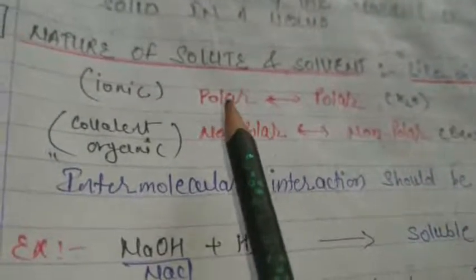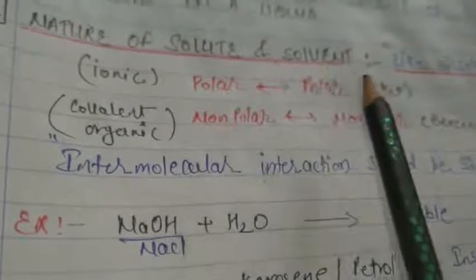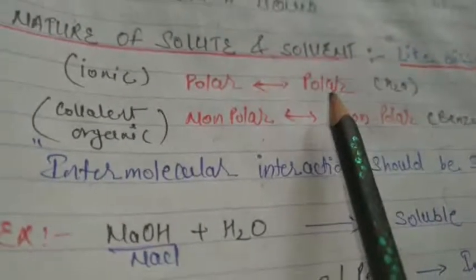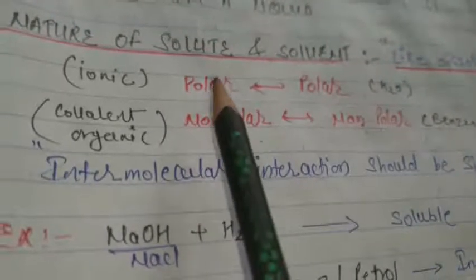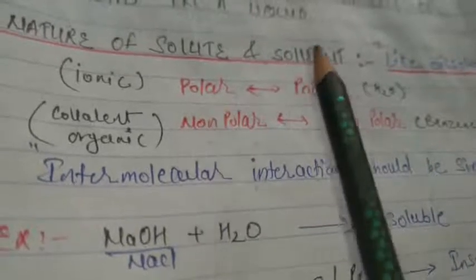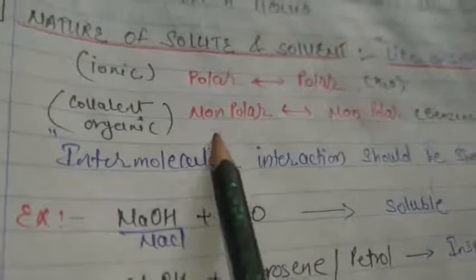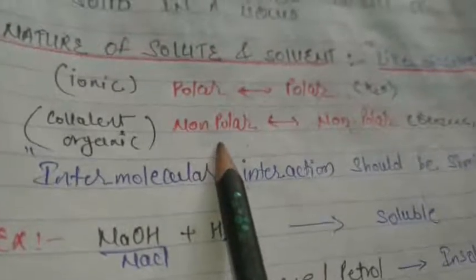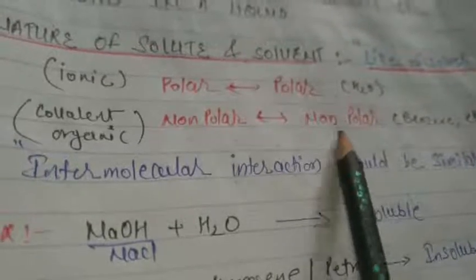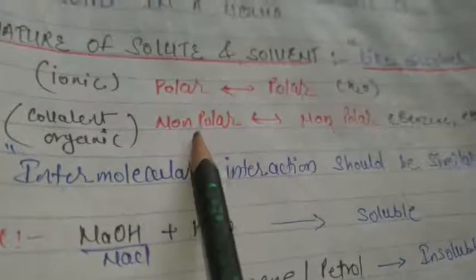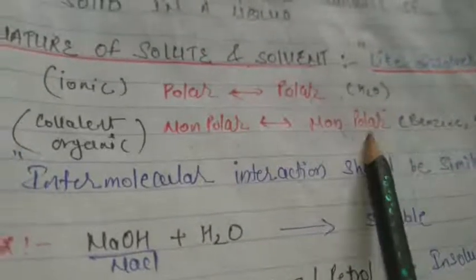Means polar solute means dipole-dipole interaction is present, and polar solvent means dipole-dipole interaction is present. So here polar solute will be more soluble in polar solvent. Similarly, in non-polar solute, van der Waals forces are present, and in non-polar solvents again van der Waals forces are present. So here non-polar solute will be more soluble in non-polar solvent.